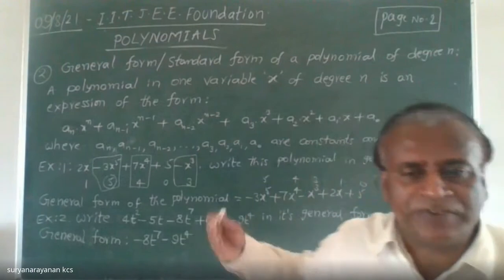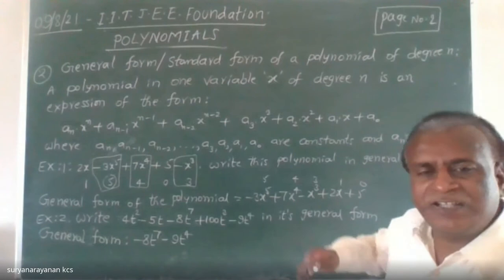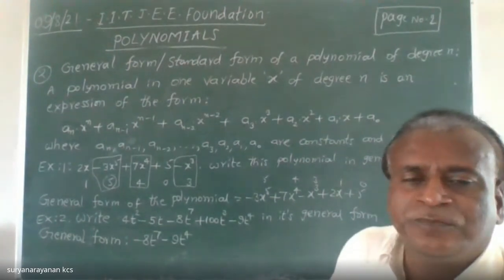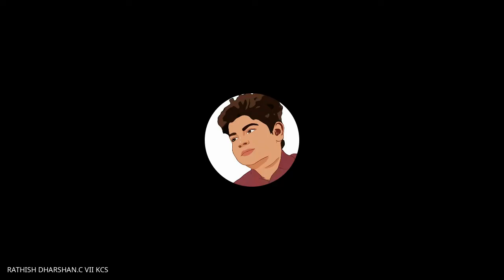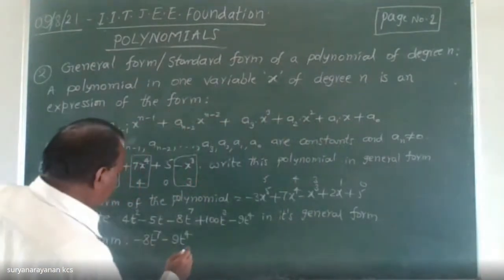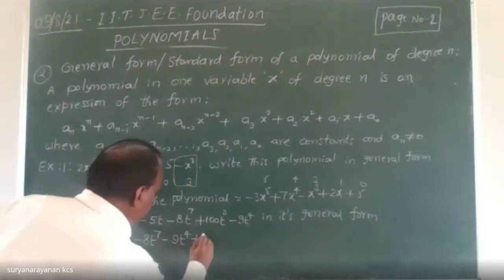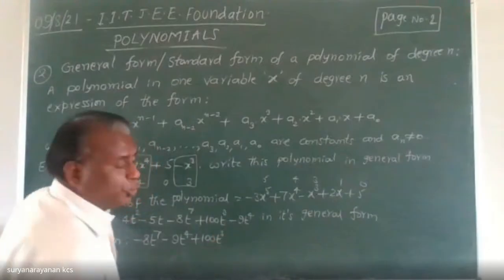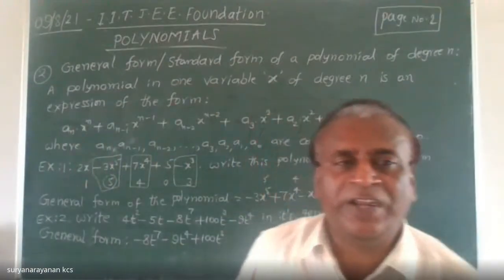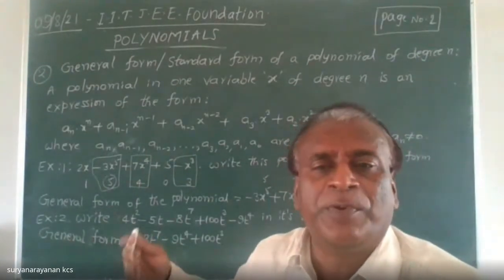What is the next highest power of t? 4t square? Sorry. See there, cube is there. 100t to the cube. Yes, 100t cube. Don't say it as t power 3. We call it t cube. Don't say t power 3.